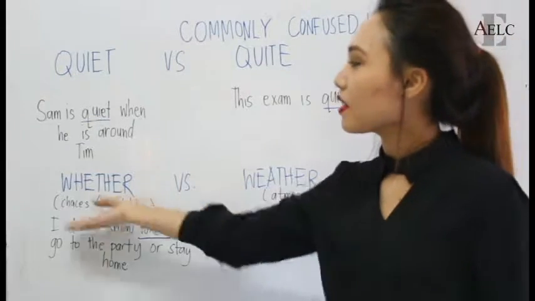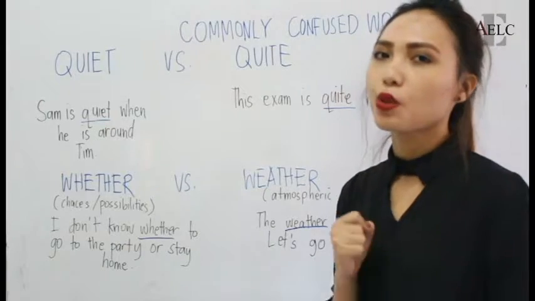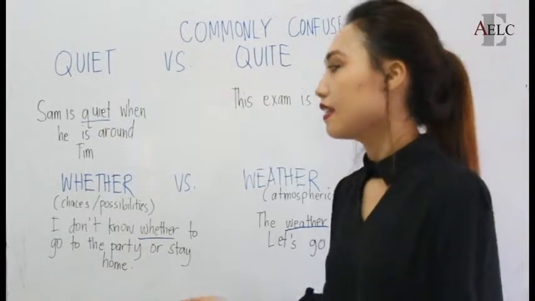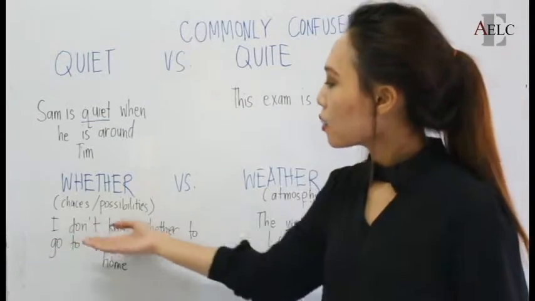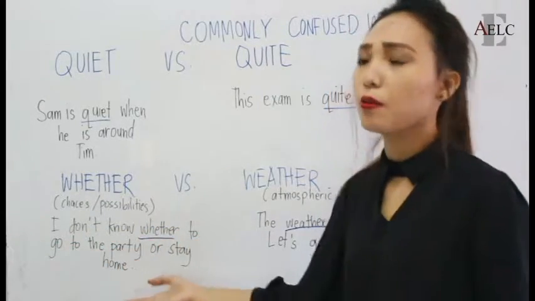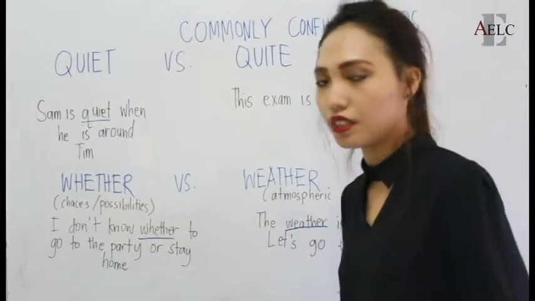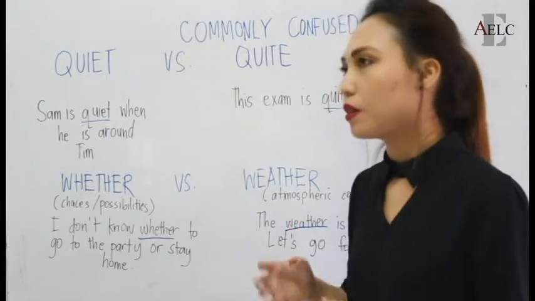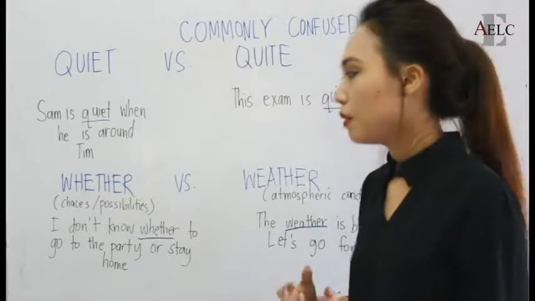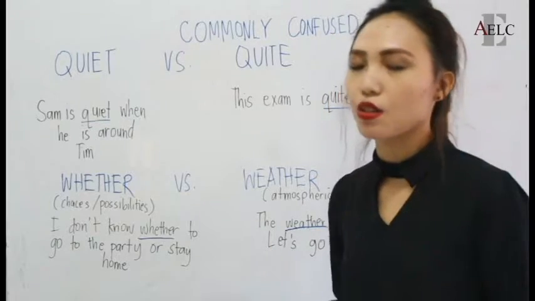So when we say whether, it expresses choices or possibilities. So what do I mean by that? Let's take a look at the example here. I don't know whether to go to the party or stay home. Actually, the speaker here doesn't really have an idea, or he's making choices, or there are some possibilities, whether he is going to attend the party or he will just stay at home.